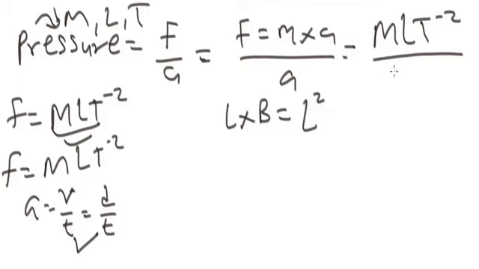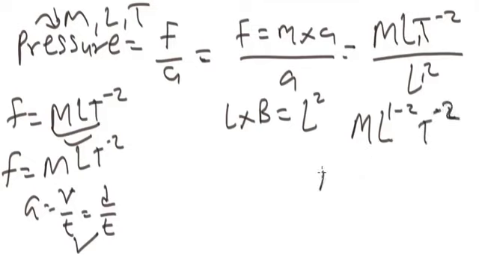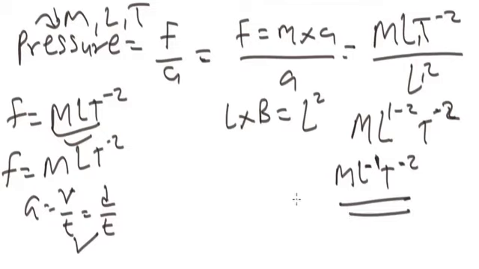So we have mass times length per time square over length square. Applying the law of indices, when you have two bases that are the same, like L here, and they are dividing each other, you subtract their powers. So this gives us mass times length to the power of 1 minus 2 per time square. When you simplify, you have mass times per length times per time square. This is the dimension of pressure.